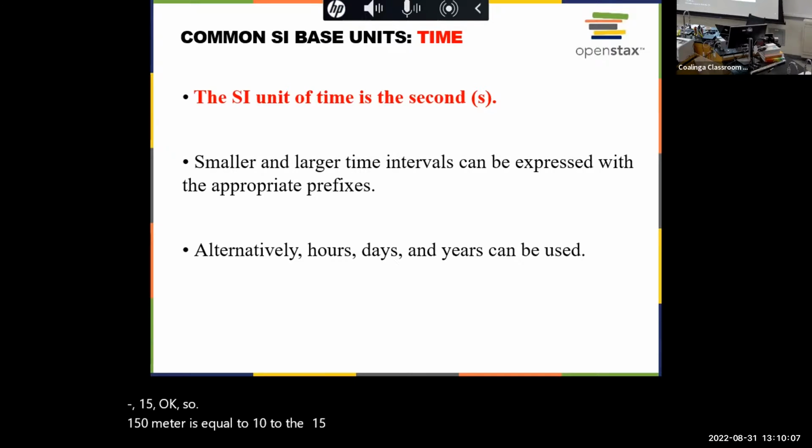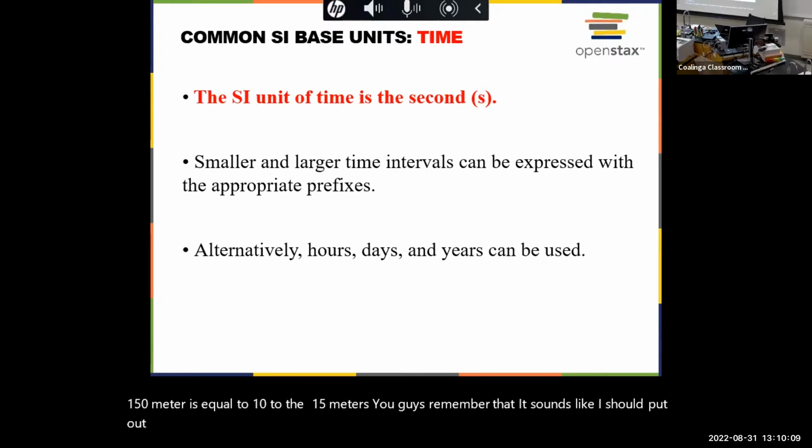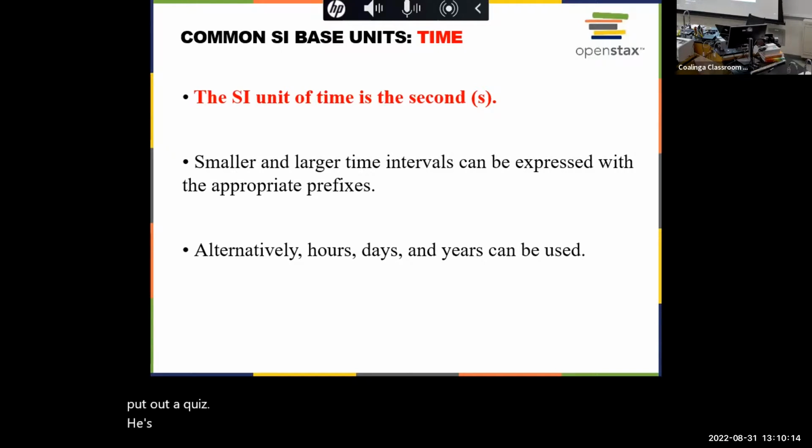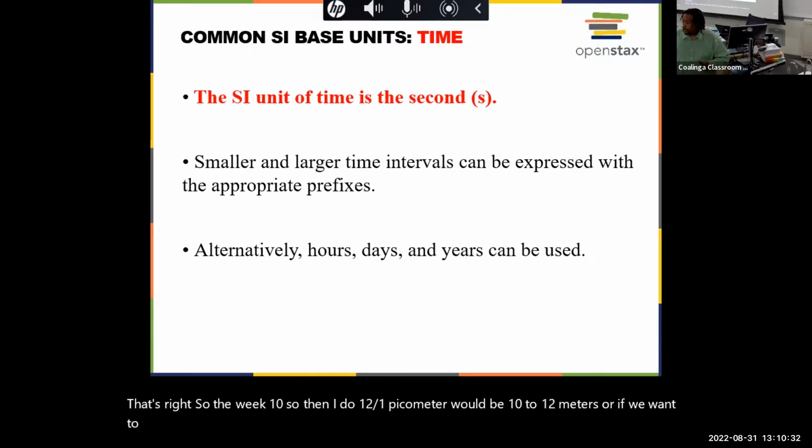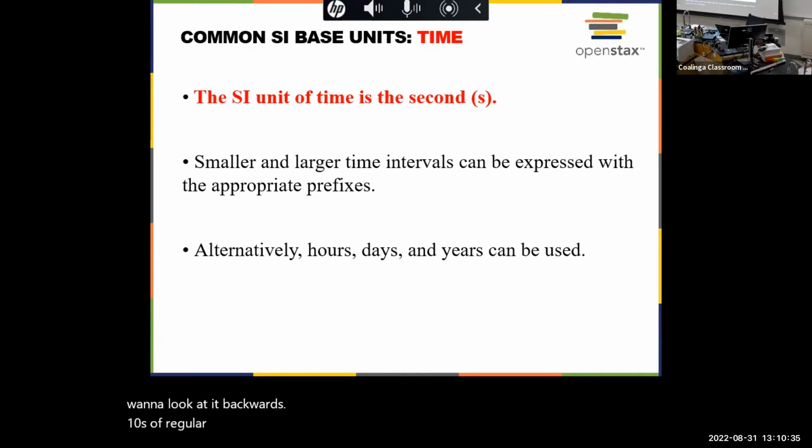You guys remember that? Sounds like I should actually put out a quiz, huh? Okay. So pico. 12, that's right. So that'd be 10 to the negative 12. 1 picometer would be 10 to the negative 12 meters. Or if we want to look at it backwards, 10 to the negative 12 picometers will equal 1 meter. So we use those prefixes in front of those base units, right? Gram, all those. You guys remember that, right?